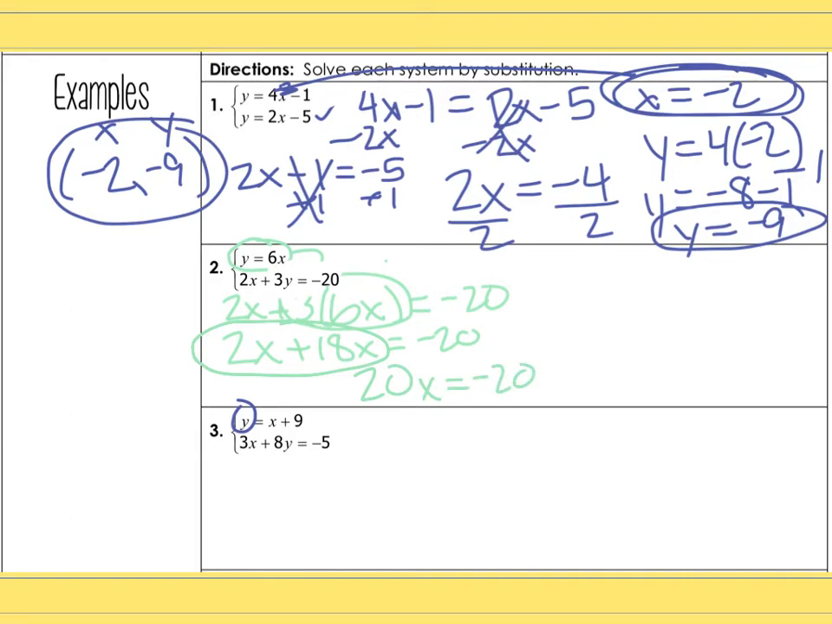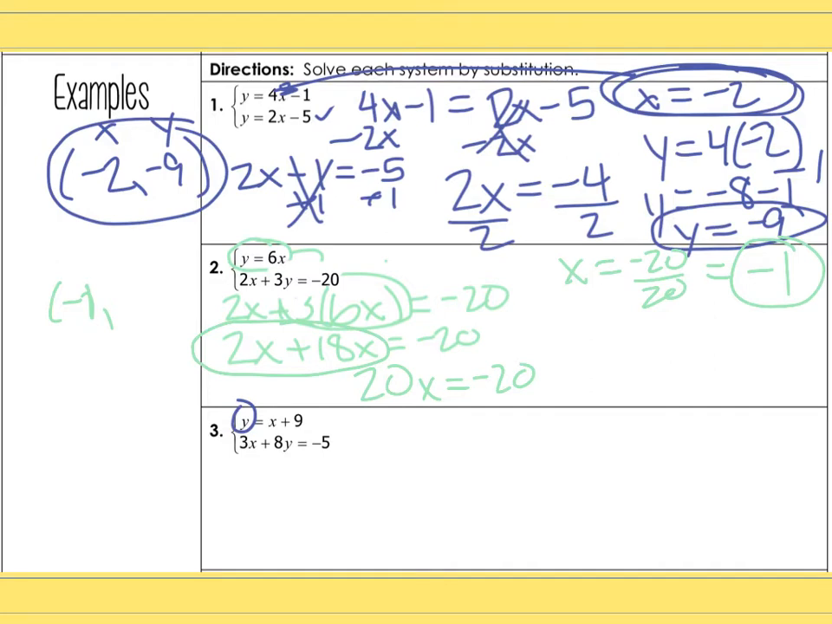Well, you know what that means. X is going to be equal to the negative 20 divided by positive 20. And that equals negative 1. So we know that part of our answer is negative 1. I'll make that as straight a 1 as I can.